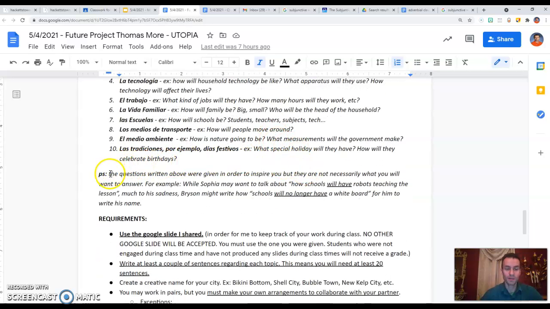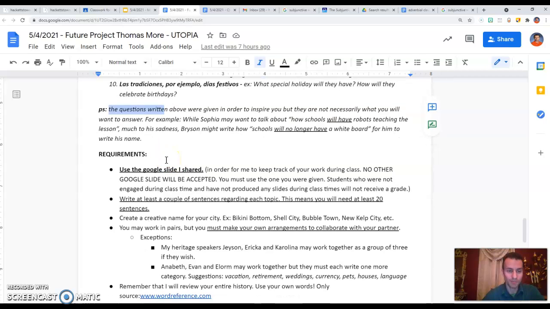Now, the questions written right above here were given in order to inspire you, but they're not necessarily what you want to answer. For example, let's say Sophia wants to talk about how schools will have robots teaching the lesson. Much to his sadness, Bryson might write how schools will no longer have a whiteboard for him to write his name.